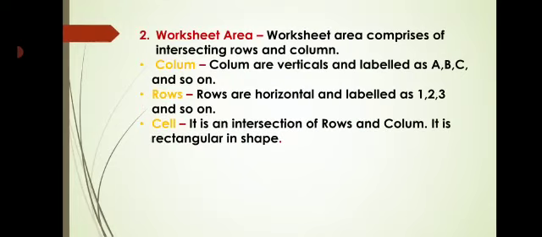The first is column, which is vertical one and which is labeled as your A, B, C and so on. Then we have horizontal ones, which are known as rows, which are labeled as your 1, 2, 3 and so on. Now when this column and row intersect, a rectangle is formed which is known as your cell. So we can say cell is an intersection of rows and column.